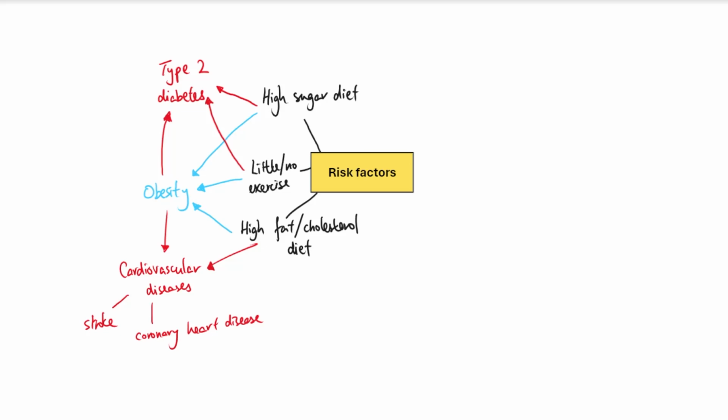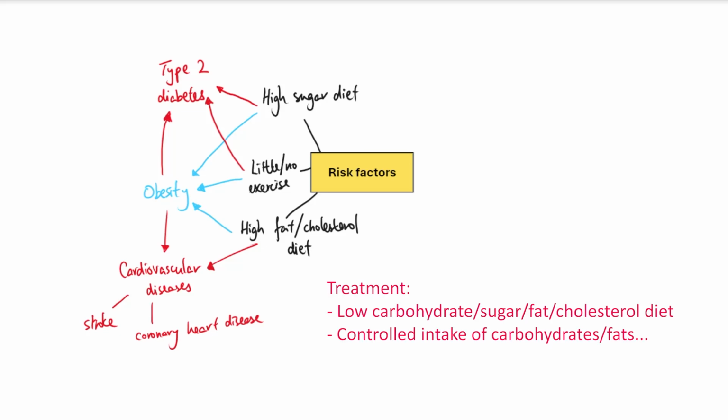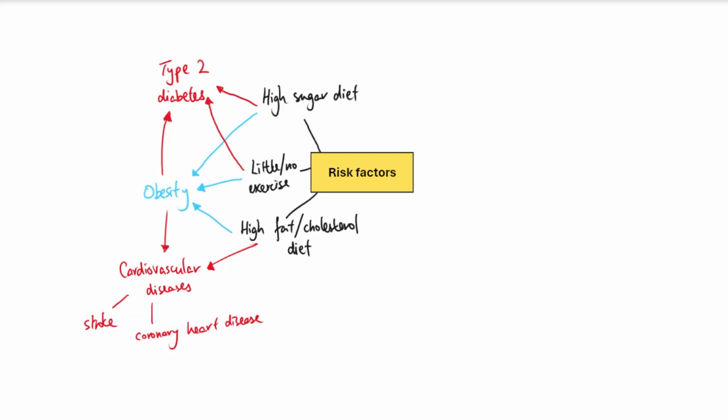For example, you should say a low sugar diet or low carbohydrate diet, or a controlled intake of carbohydrates, or you can say a low fat diet or low cholesterol level diet. It has to be as specific as you can. That's one major pitfall when it comes to questions about these 3 risk factors. On the other hand, we're going to look at some other risk factors now.